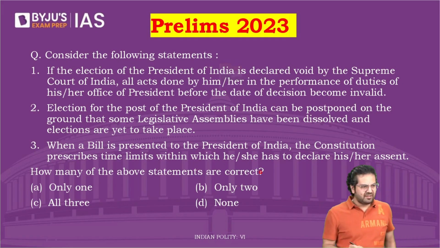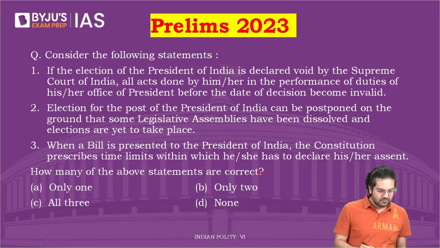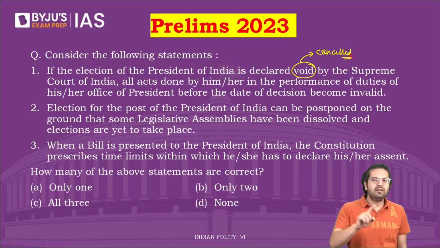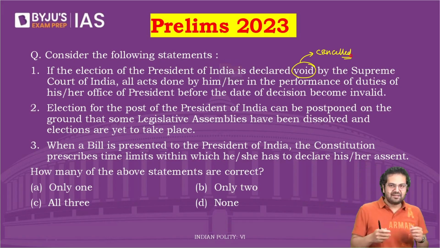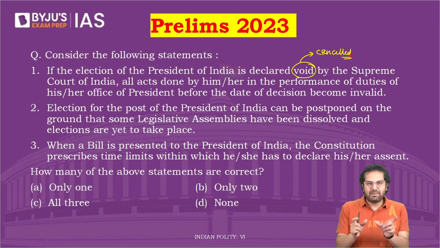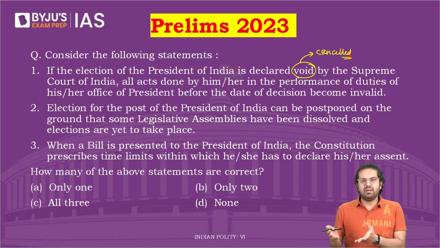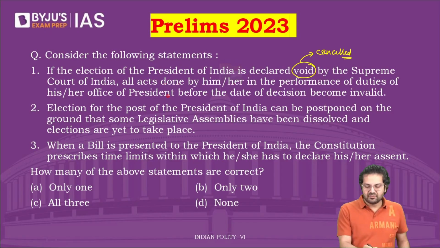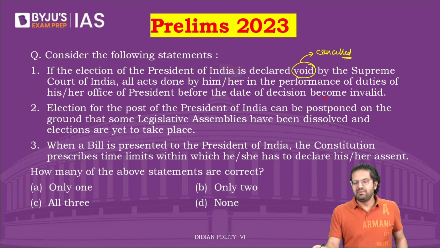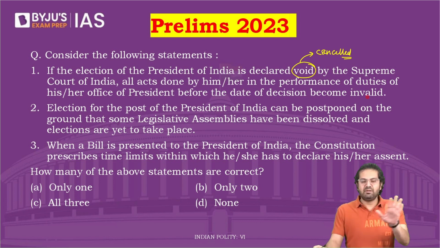Others who made minor mistake, as I had explained earlier also, whatever bills he or she signs, those bills will not be cancelled. So whatever acts or tasks he performs during that passage, that will remain, right? So all acts done by him or her in the performance of duties of his or her office before the date of decision become invalid. No. They don't become invalid.